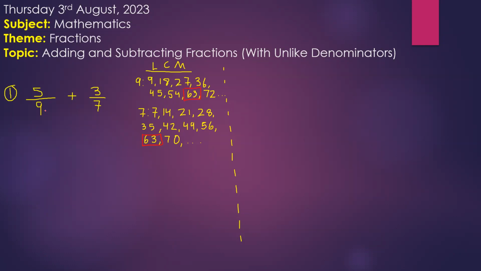And so we have 9 times what? What times 9 is 63? Alasia, are you there? My mic wasn't working. What times 9 is 63? 7. Whatever we do to the bottom, we must do to the top.